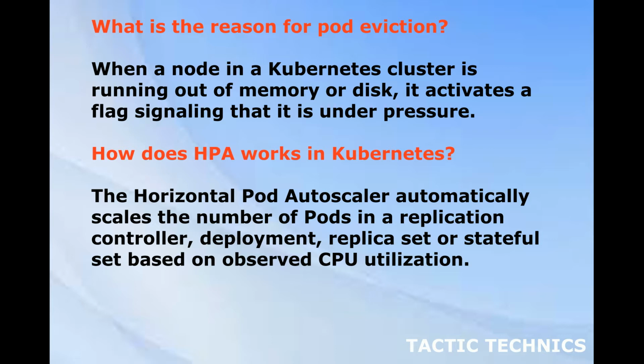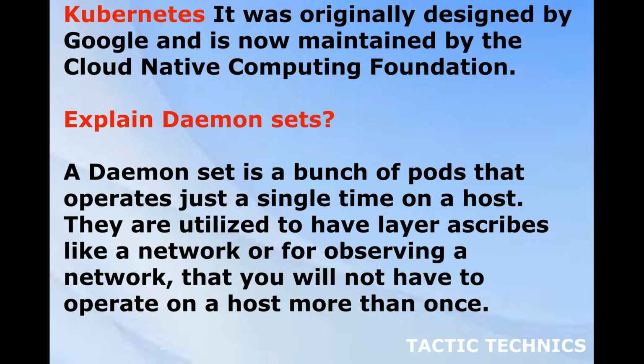How does HPA work in Kubernetes? The horizontal pod autoscaler automatically scales the number of pods in a replication controller, deployment, replica set or stateful set based on observed CPU utilization. Kubernetes was originally designed by Google and is now maintained by the Cloud Native Computing Foundation.